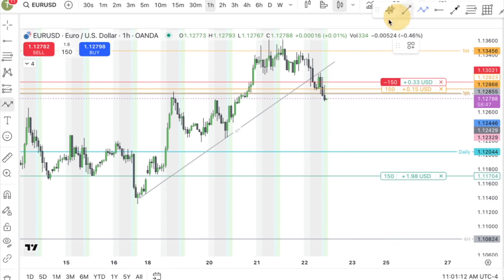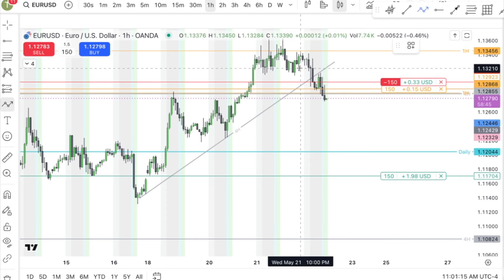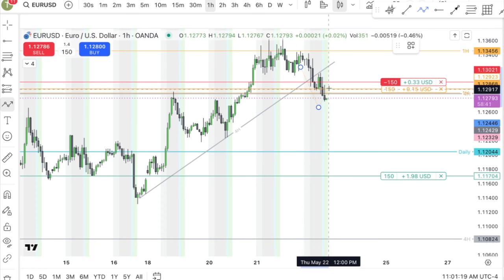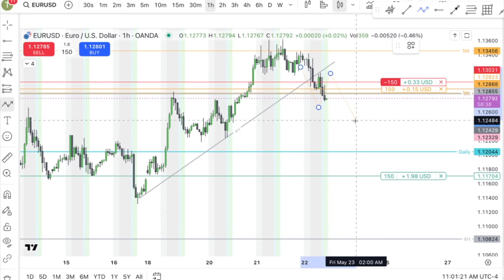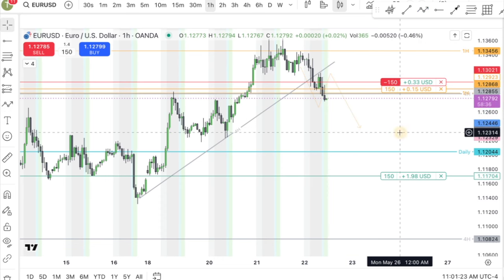So we can use our path tool here. Remember that we're just practicing. We can use our path tool to show the break and the retest on the 1 hour time frame, and we see that it's continuing downward.